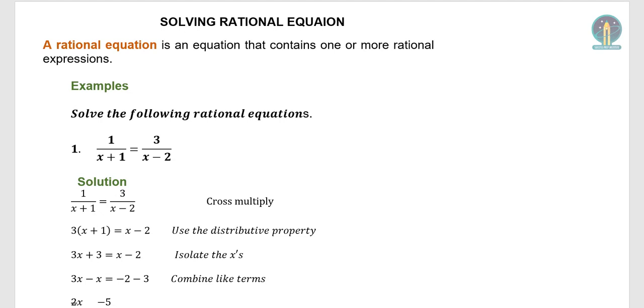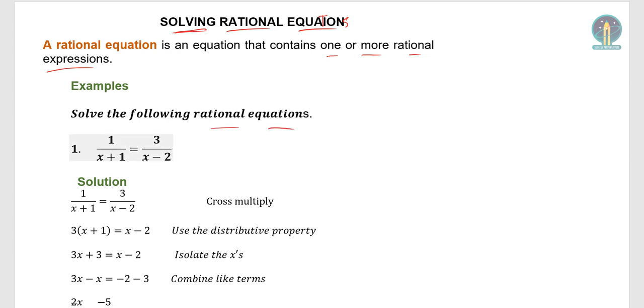In this concept, we're going to talk about solving rational equations. Okay, and there's actually a typo here. A rational equation is an equation that contains one or more rational expressions, and we talked about rational expressions in the previous concept. Okay, let's look at an example. Solve the following rational equations.